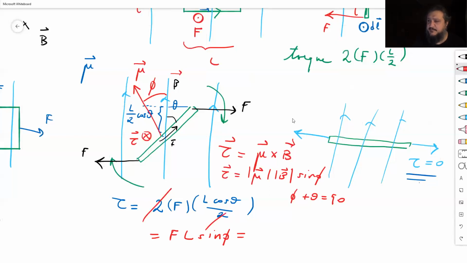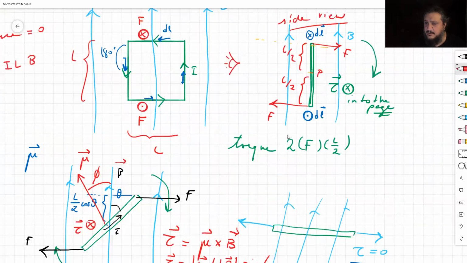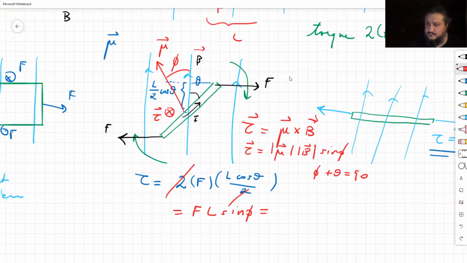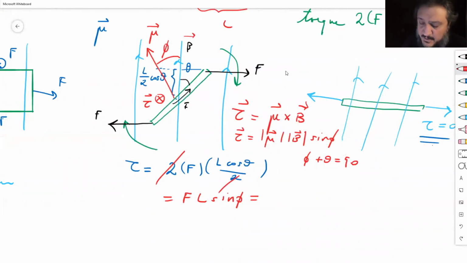So what is F? We found what F was. It was BIL. The angle between dL and B, we're talking about this part here, and that part was 90, so there wasn't any sine factor there. But we did have B times I times L for F. There's another L here, which makes L squared, times sine phi.